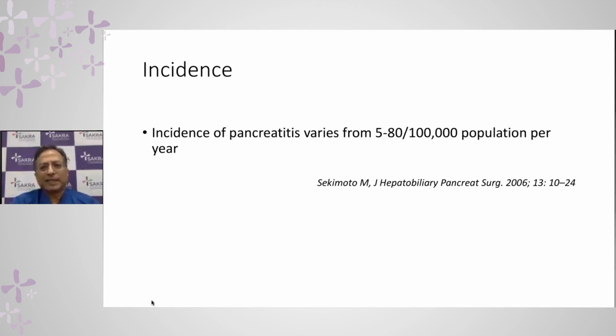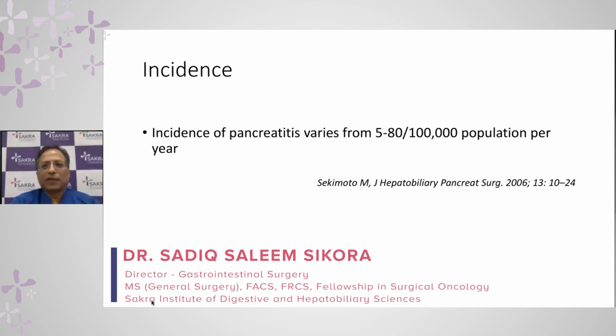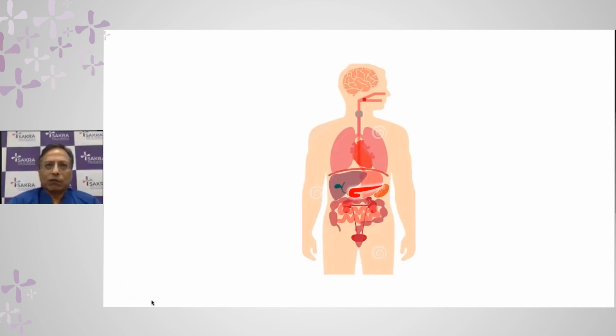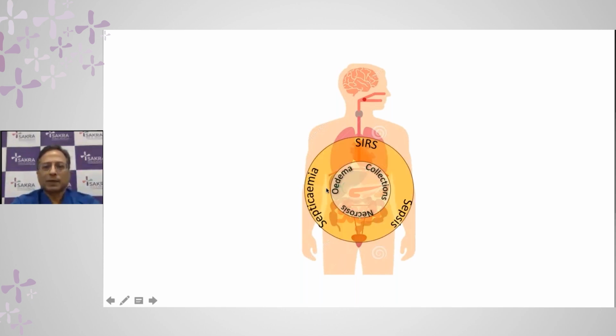So its incidence is variable. It varies from 5 to 80 per 100,000 population per year. What we need to understand about pancreatitis is that it is a very complex disease. When you see this schematic representation, when you have pancreatitis, there is edema, there are collections, and there is necrosis. These are the local things which happen with pancreatitis.